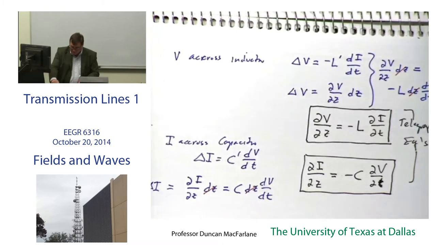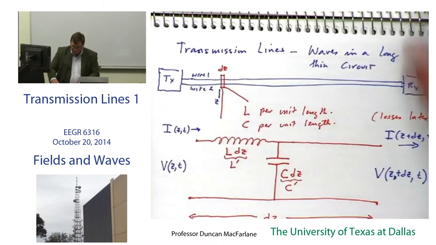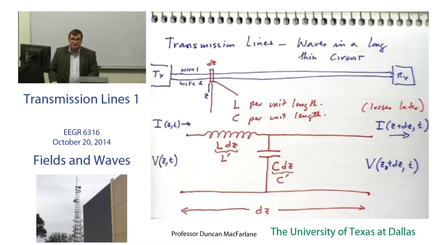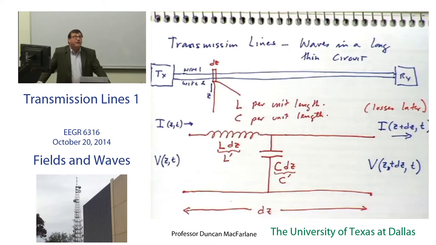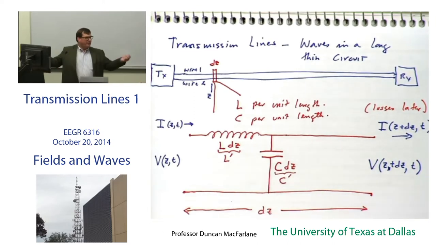We have been talking about transmission lines, waves in what I call a long thin circuit. What we're really going to be thinking about is what happens when we have a relatively high frequency signal, 10, 100 megahertz, gigahertz, that kind of number, and I go down a coaxial cable some appreciable distance, many wavelengths, say 10 or more wavelengths down that signal.